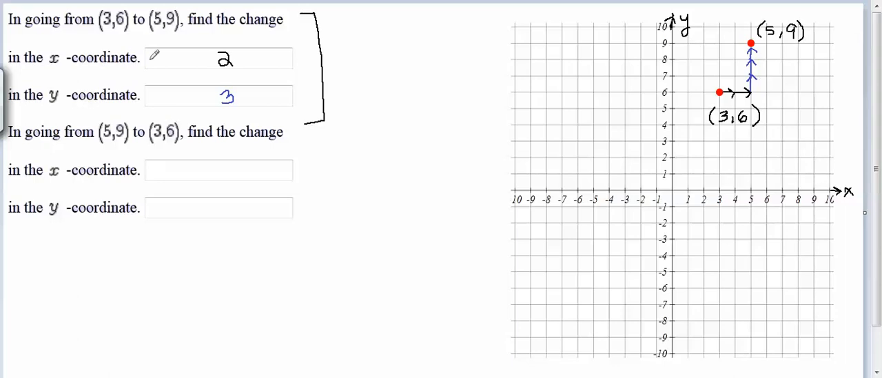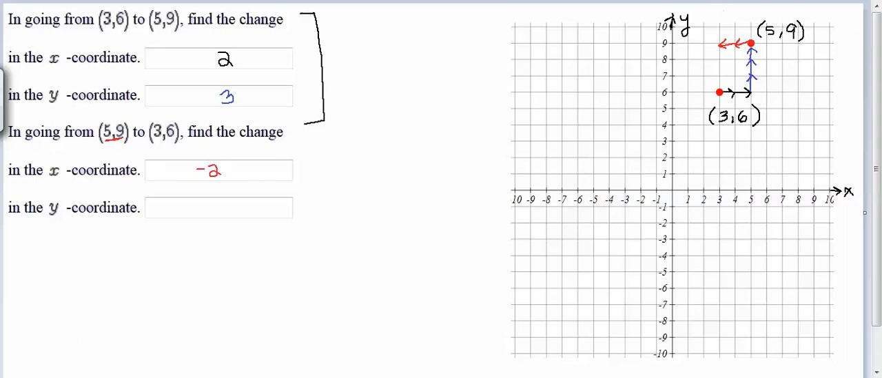Now they say instead of starting at the point (3, 6), we'd like to start at the point (5, 9). So we're starting at (5, 9), and I need to get back to the point (3, 6). So to move in the x direction, I'm first going to take 2 steps to the left, which is considered 2 steps backwards. That gets me directly above the point I need to go to, so I'll stop moving in the x direction. So that was 2 steps back. So my change would be -2.